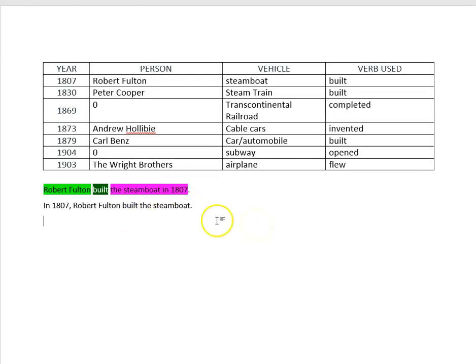Very good. So how about the next one? How would you say the next one? Exactly the same thing. So my subject would be Peter Cooper. My verb would be built. And the steam train would be my complement in 1830. Or again, I can move in 1830 to the beginning, I can front it, and then I can say the rest of the sentence. Period. Don't forget your periods at the end. Don't forget it begins with a capital letter.